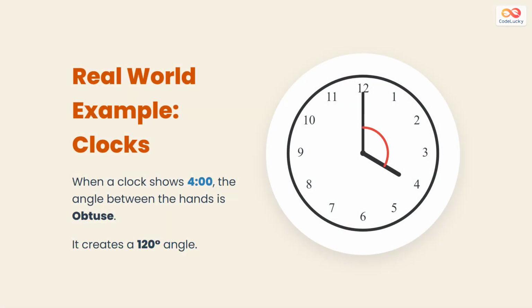You see obtuse angles every day. Look at a clock face. When the time is 4 o'clock, the angle between the hour hand and the minute hand is 120 degrees. That is an obtuse angle.